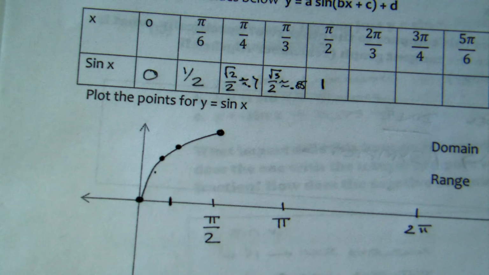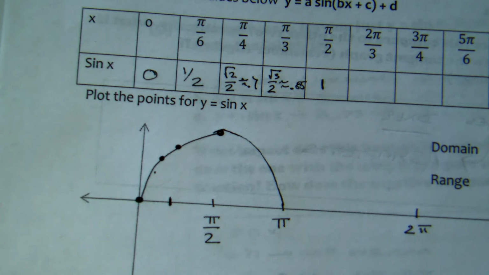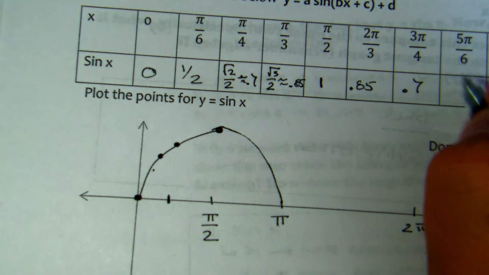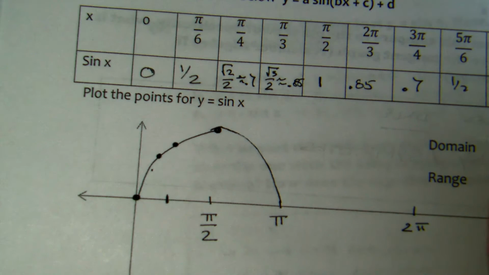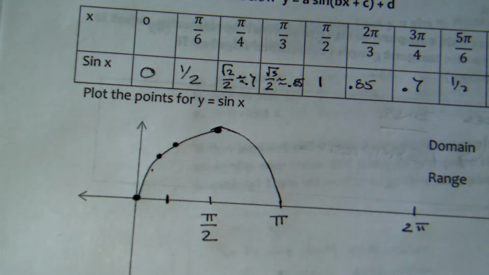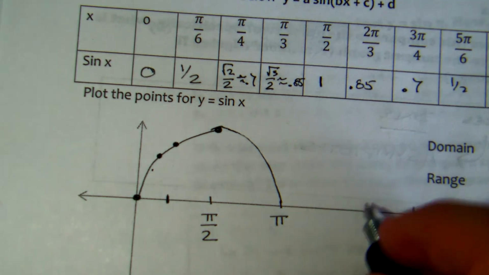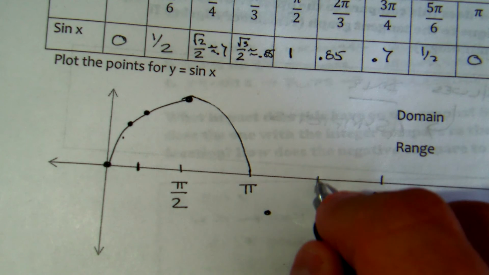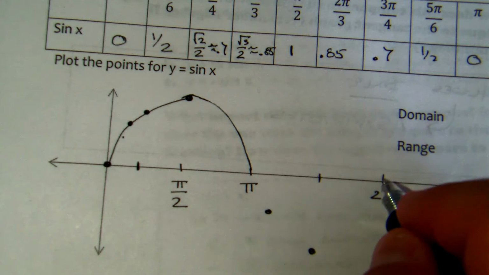Now, when you get back to pi, you're back to 0. That's because 2 pi over 3 is 0.85, 3 pi over 4 is about 0.7, and 5 pi over 6 is about 1/2. So they're symmetrical, kind of like a parabola, until we get back to pi, which is 0. Then 7 pi over 6, believe it or not, is negative 1/2. So about here, we're at negative 1/2. When we get to 3 pi over 2, which is halfway between them, the only difference is that sine is negative, so instead of 1, it's at negative 1, and then it would come back to here.